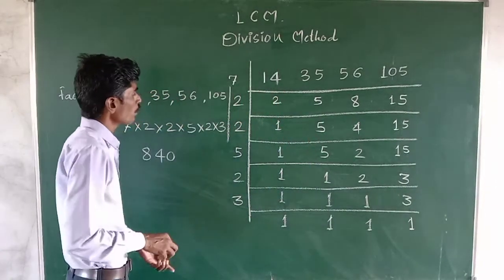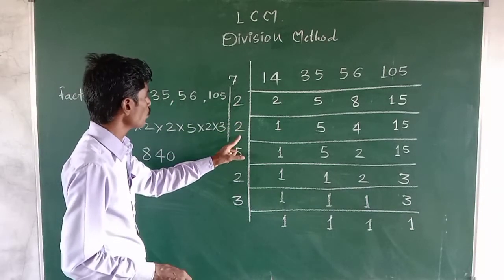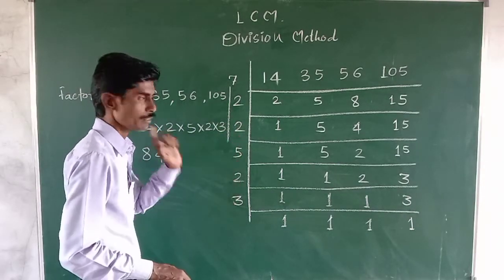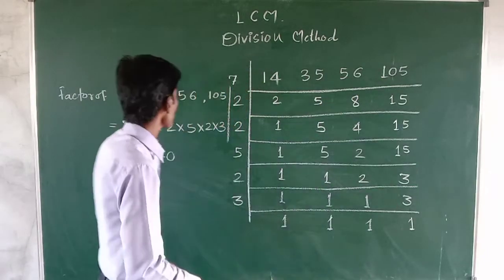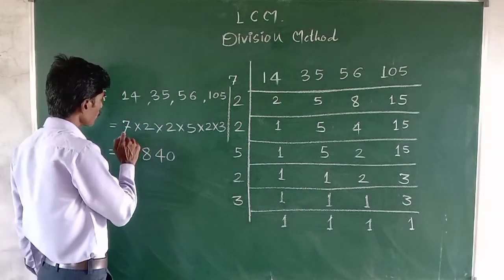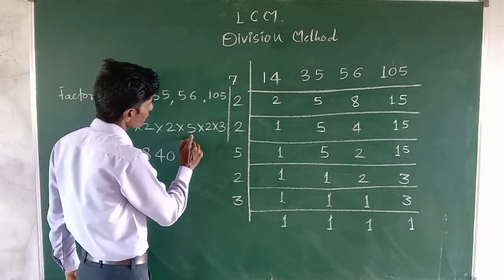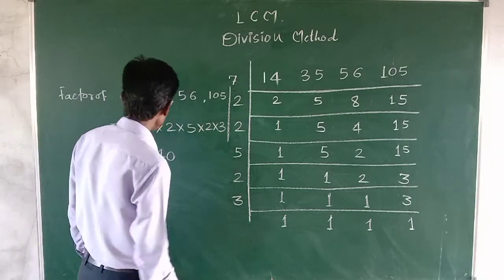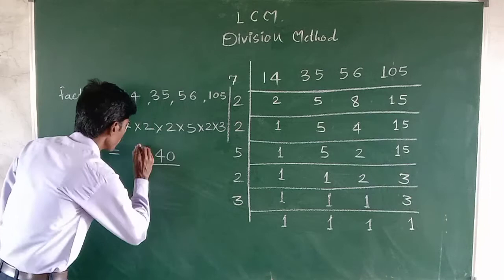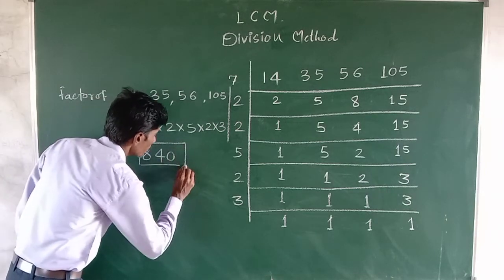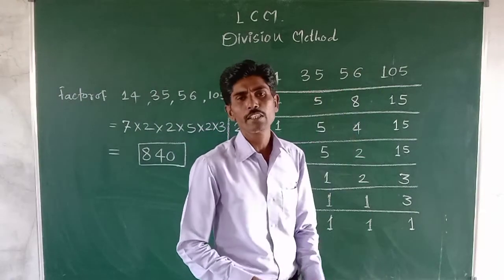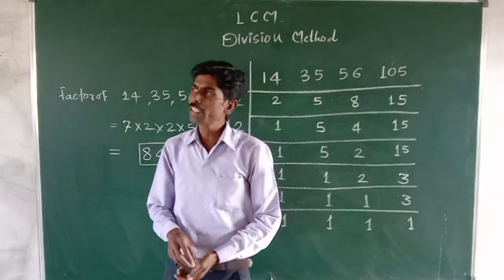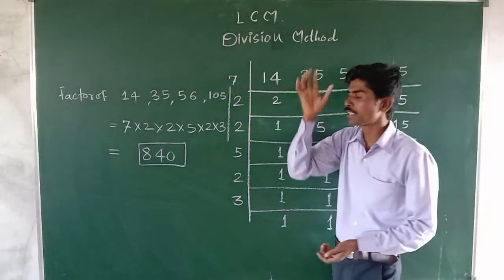So now 7, 2, 2, 5, 2 and 3. These are the factors of 14, 35, 56 and 105. So the multiplication of 7 into 2 into 2 into 5 into 2 into 3 is 840. So this is the LCM of 14, 35, 56 and 105. So this is the way to find out the LCM by division method.